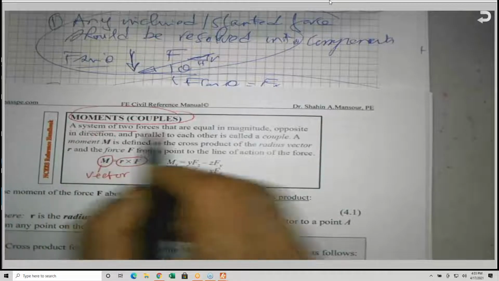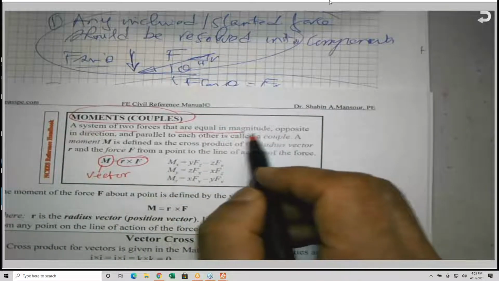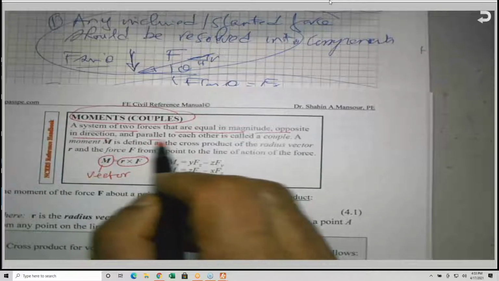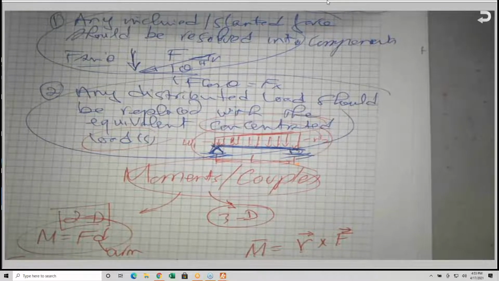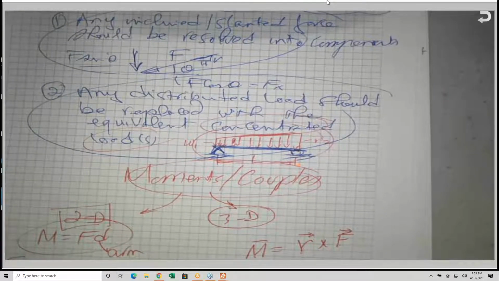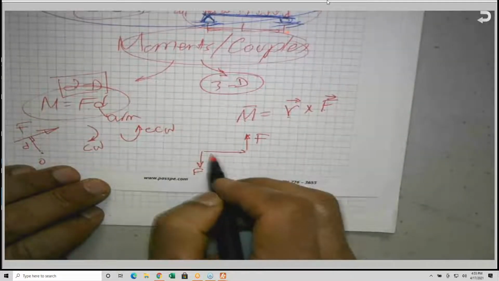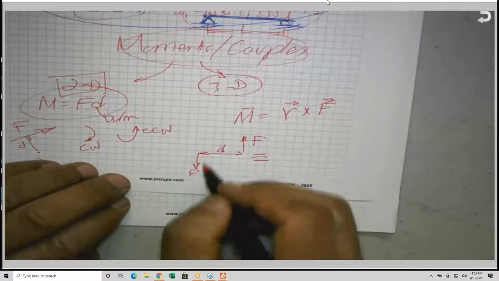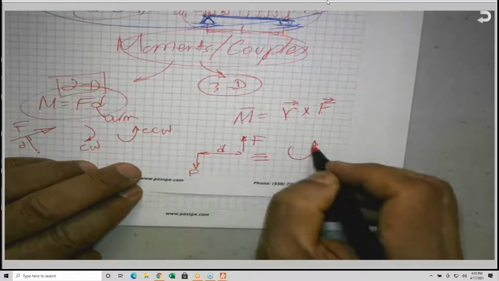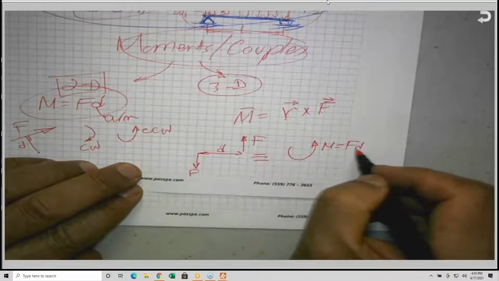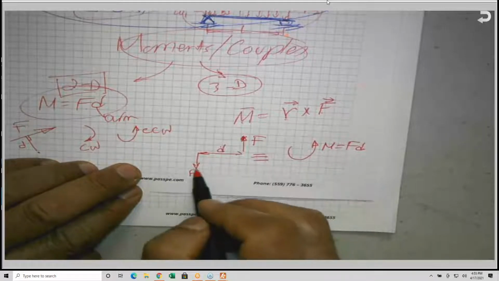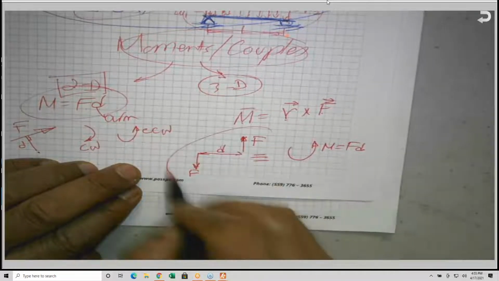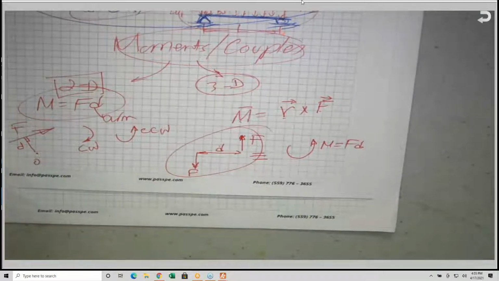A system of two forces that are equal in magnitude, opposite in direction, and parallel to each other is called a couple. So in this case, if I have a force F and another force F, equal magnitude, opposite direction, separated by a distance D, I can replace these two forces by a moment or a couple, which is F times D. And as you can see here, they are rotating counterclockwise because of the direction of the forces. This is what is meant here.